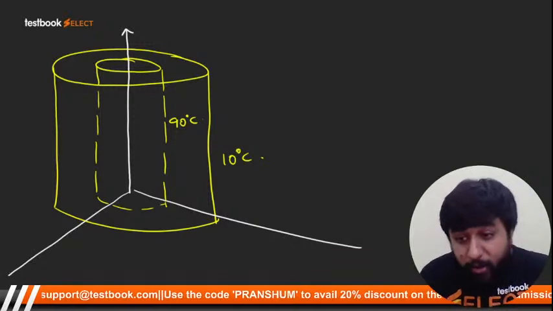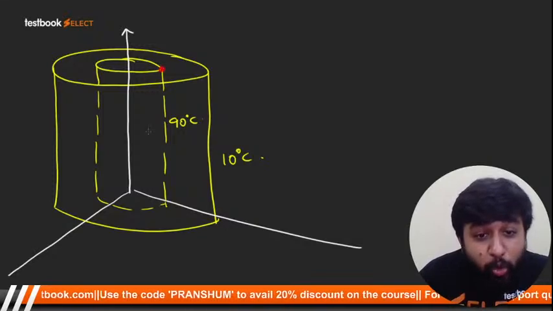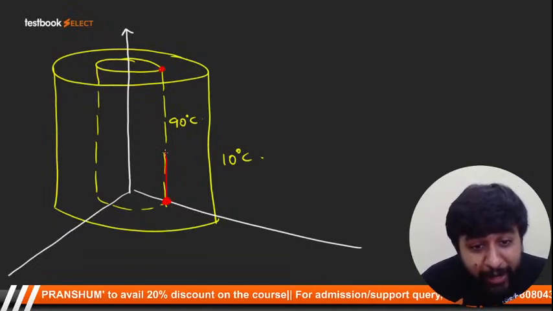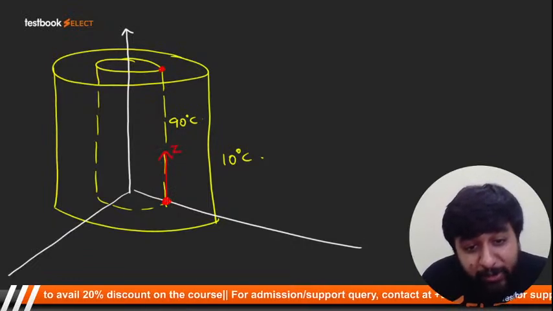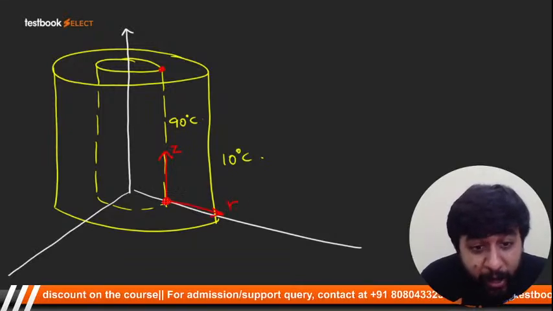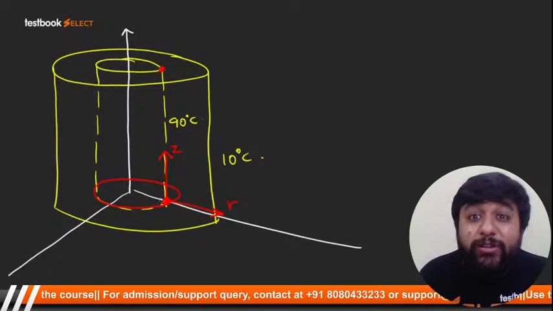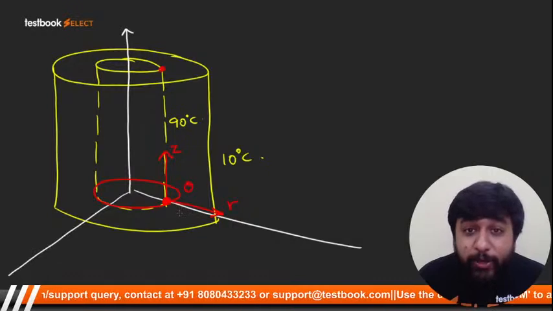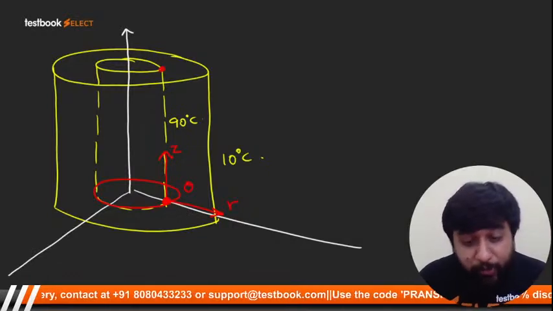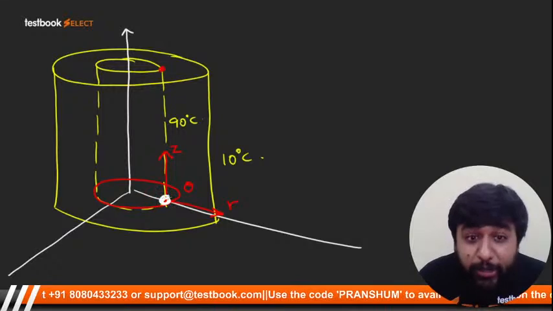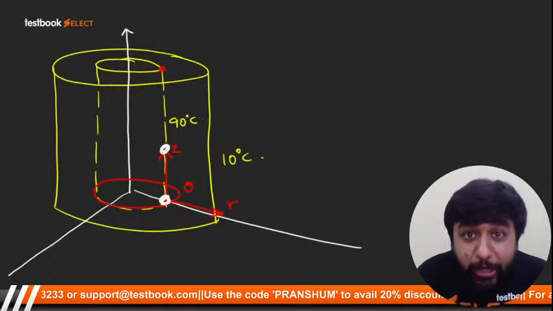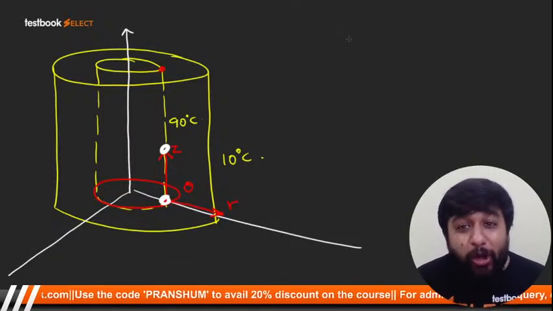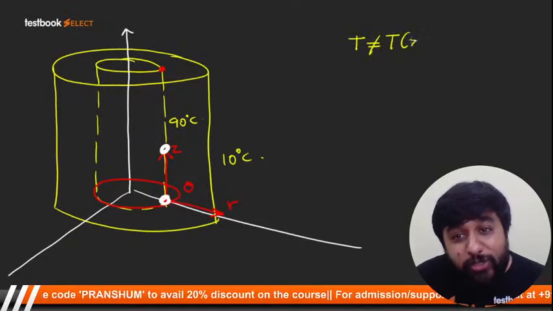Now check. At any point, there will be three principal directions. One is the Z direction, one is the R direction, and one is the tangent direction, along the circumference of the circle. That is theta. Now move along the Z direction. What is the temperature at this point? 90. What is the temperature at this point? 90. Both points lie on the inner surface, so temperature is not changing along Z. Temperature is not a function of Z.